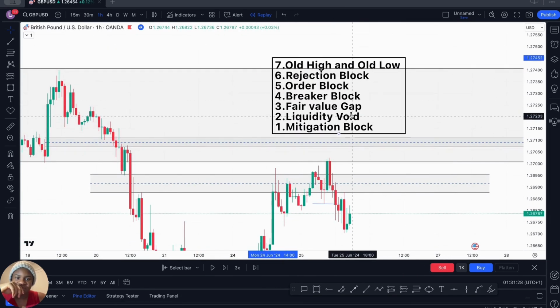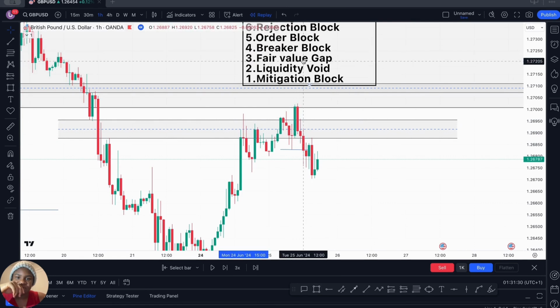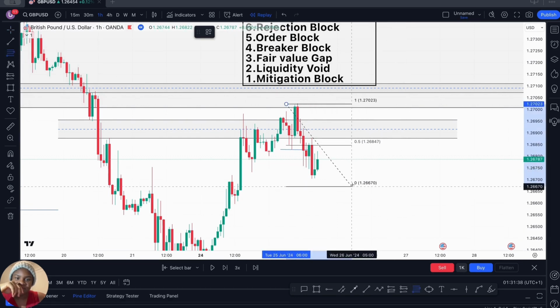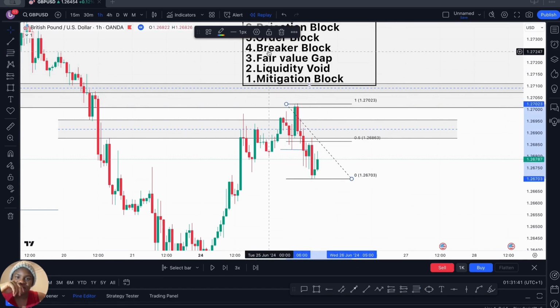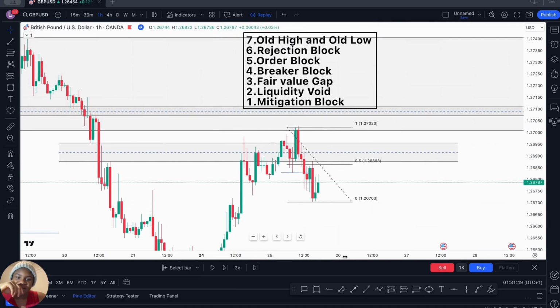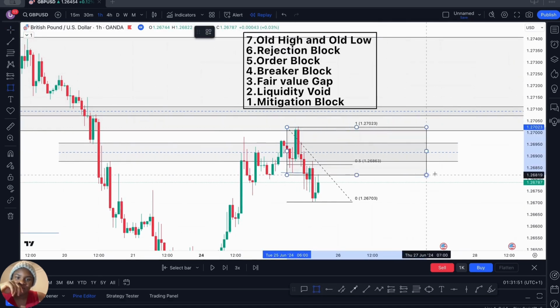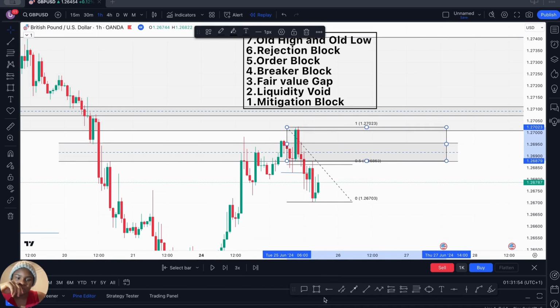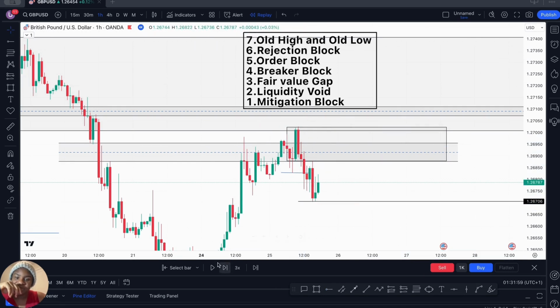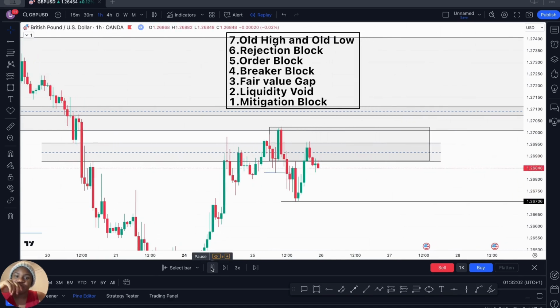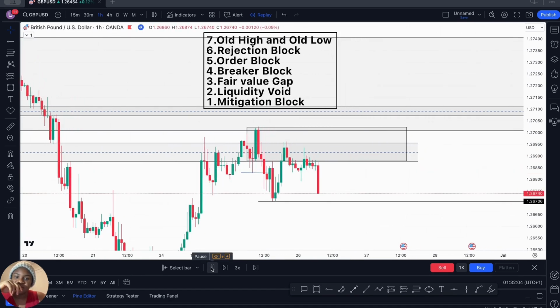Now the question you ask yourself, is there a mitigation block? No. Is there liquidity void? No. Is there a fair value gap from my premium to my discount? No. Is there a breaker block? Yes, there's a breaker block around here, but it's still under the discount. So I'll be very conscious of that zone also. Is there an order block? Yes, we have an order block. Is there an old low? Yes, we have an old low here. Now, if you want to be a swing trader, you can just take the trade from there, wait for market to enter that zone, and take your trade.